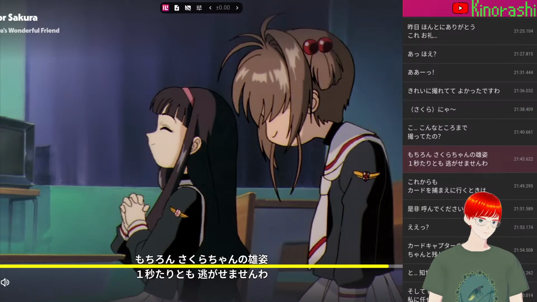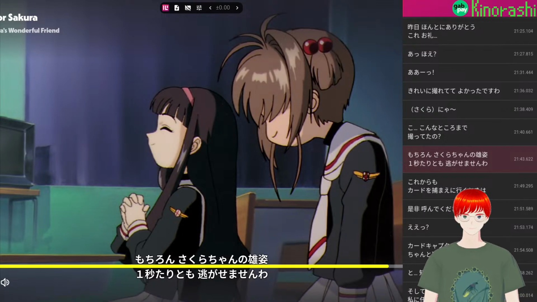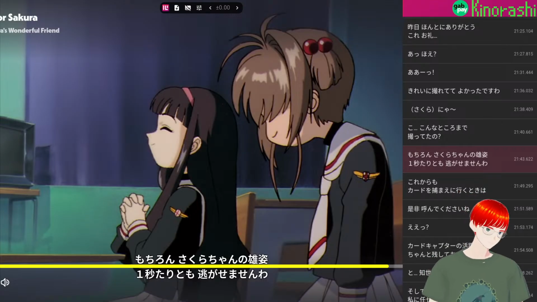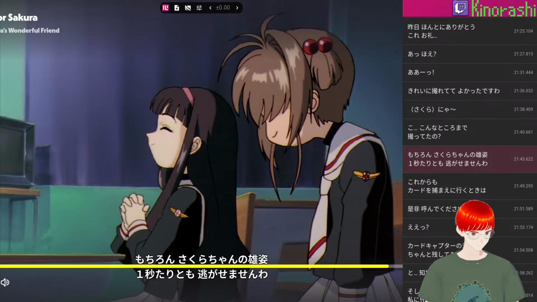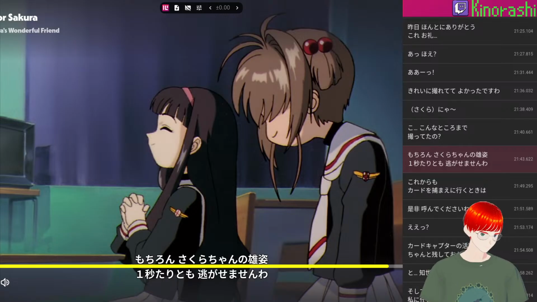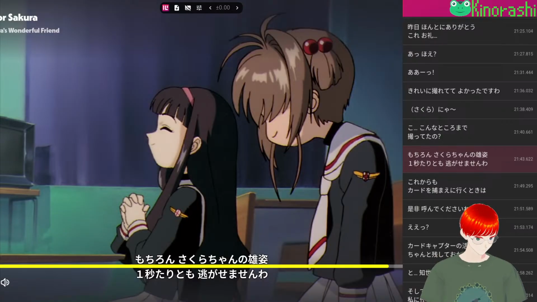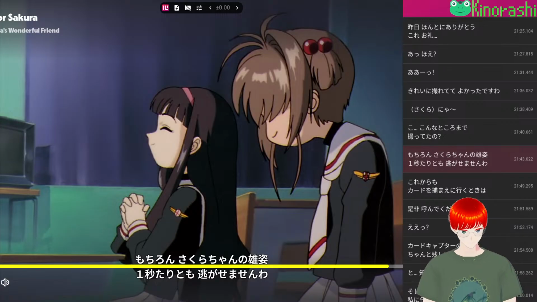Explain the grammar of, let's see, the expression ichibyo taritomo means not even 1 second, or not a single second, is used to emphasize the absolute nature of the following action. Finally, let's see, cannot let escape.